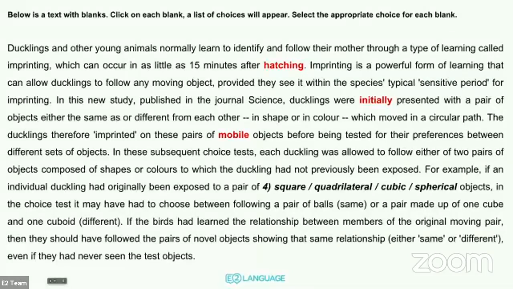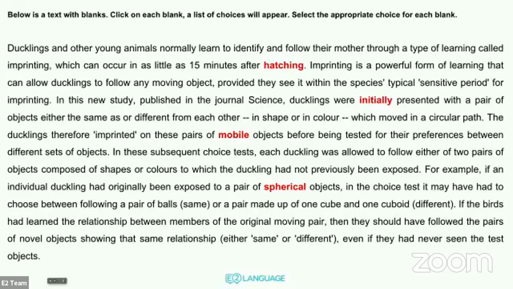Okay, number 4, for example, if an individual duckling had originally been exposed to a pair of square objects, quadrilateral, cubic, or spherical, it was spherical objects because it's relating to the circular sphere ones. I think tonight's test was an absolute doozy. Who got hatching, initially, mobile, and spherical? Who got 4 out of 4 there? Whoa, nice. A lot of people did actually. A few 3 out of 4s. Nice, nice, nice. Cool. 2 out of 4.